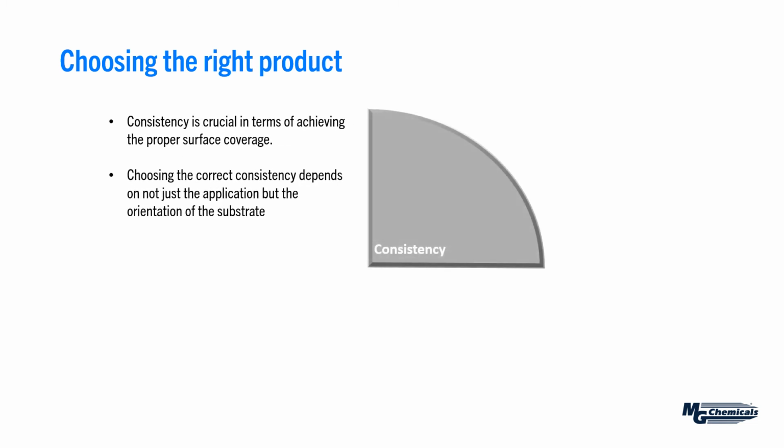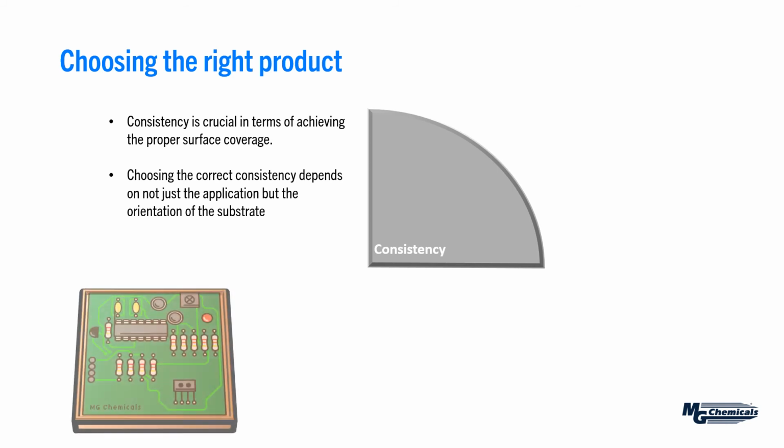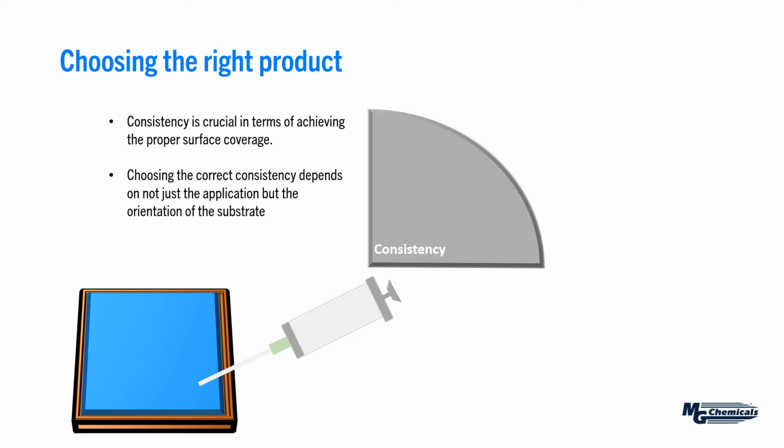Okay, when we talk about consistency, that is just a gauge of the viscosity. It depends on the application, but it also depends on the relative orientation of the substrate. If you think about potting, you would need a material that is going to wet out over a surface. You want something lower viscosity, and we do provide values for viscosity, but you can almost just take it generally as flowable or non-flowable. So in this case, we have a material that is flowable to wet out a surface.